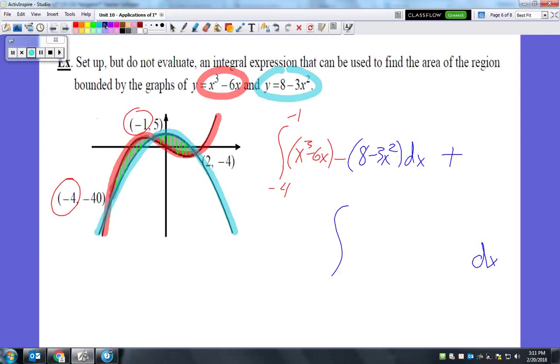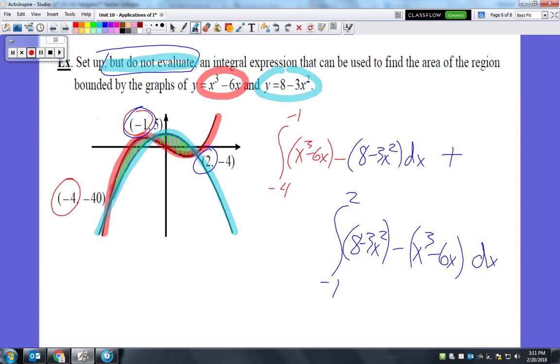And what are my bounds? Yep, from -1 to 2. And what's the top function? 8 minus 3x squared, minus the bottom function, which is x cubed. So you can break it up and definitely set it up.